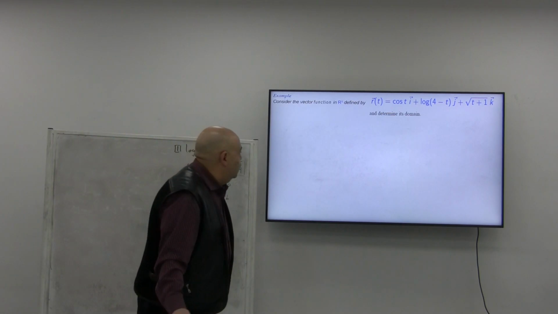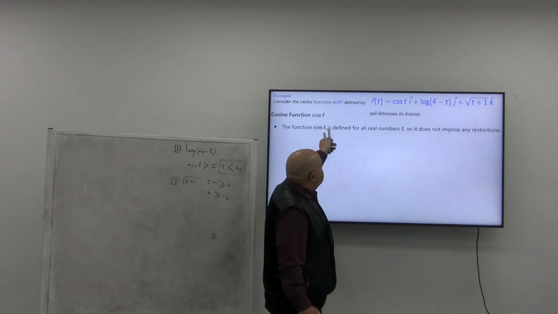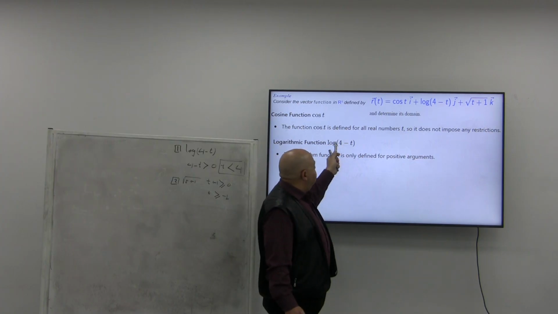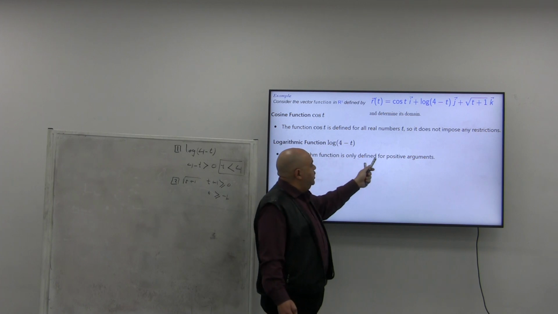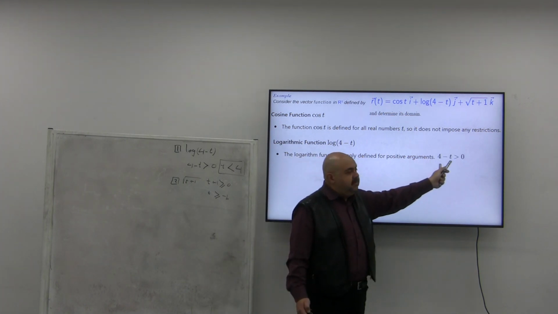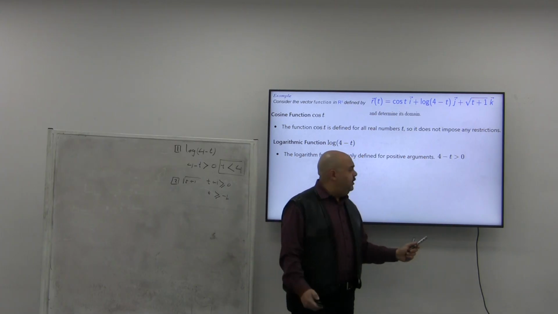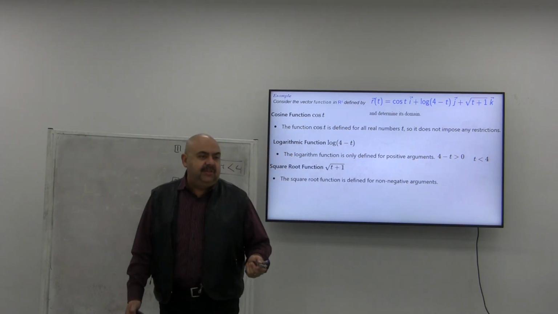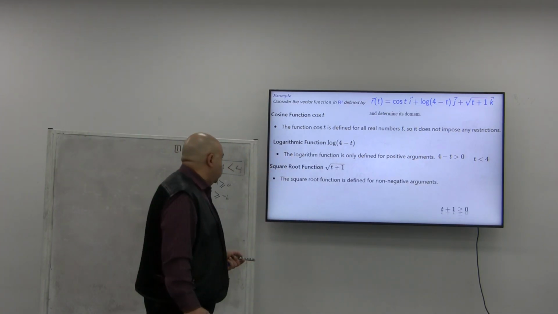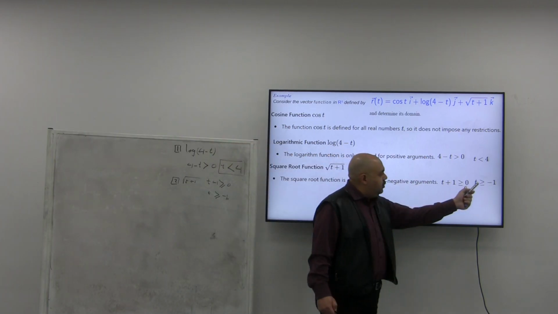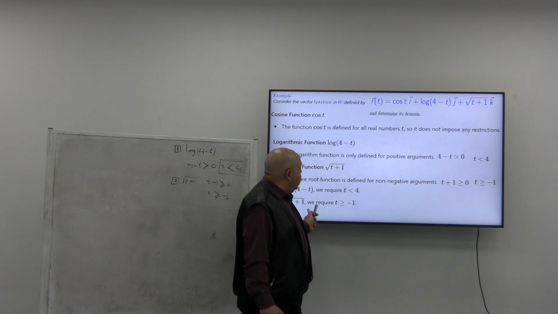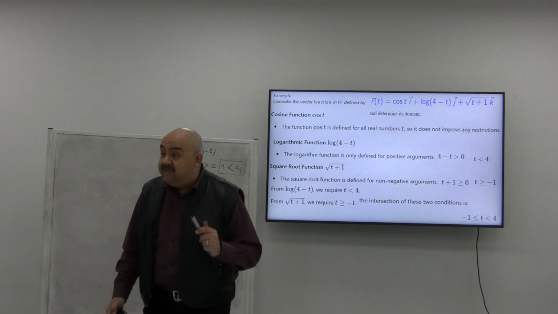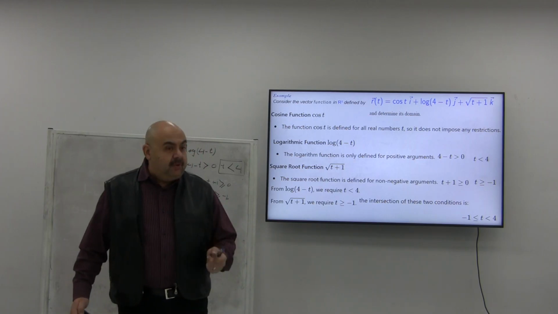Once more, the function cosine t is defined in all real numbers, so it doesn't impose any restrictions. For the logarithmic part 4 minus t, the logarithmic function is only defined for a positive argument. So 4 minus t must be greater than 0. I will get t on one side, so t must be less than 4. And the third component imposes the restriction that t must be greater than or equal to negative 1. So the domain simply will be the values greater than or equal to negative 1 and less than 4. This is how to get the domain of this function.